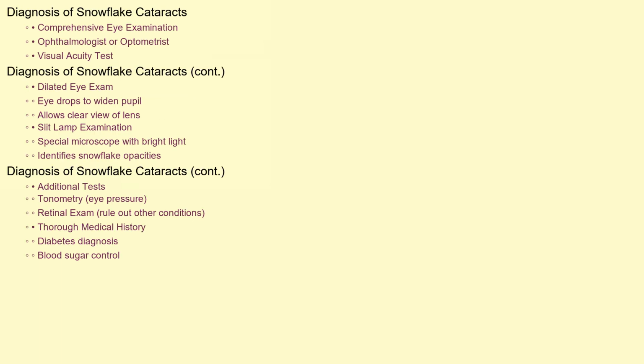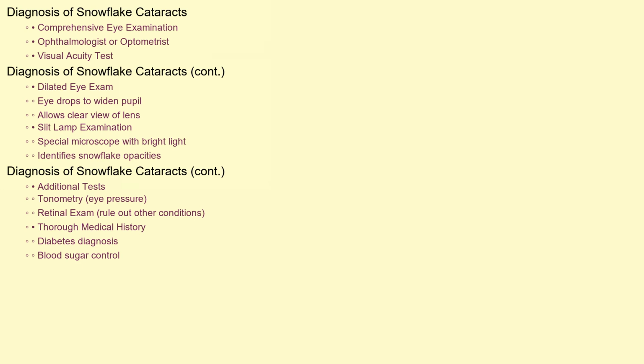Diagnosis of snowflake cataracts is typically made during a comprehensive eye examination by an ophthalmologist or optometrist. The examination will include a visual acuity test to assess the clarity of vision, followed by a dilated eye exam. During dilation, eye drops are used to widen the pupil, allowing the doctor to view the lens more clearly. Using a slit lamp, a special microscope with a bright light, the doctor can examine the lens in detail and identify the characteristic snowflake-like opacities.